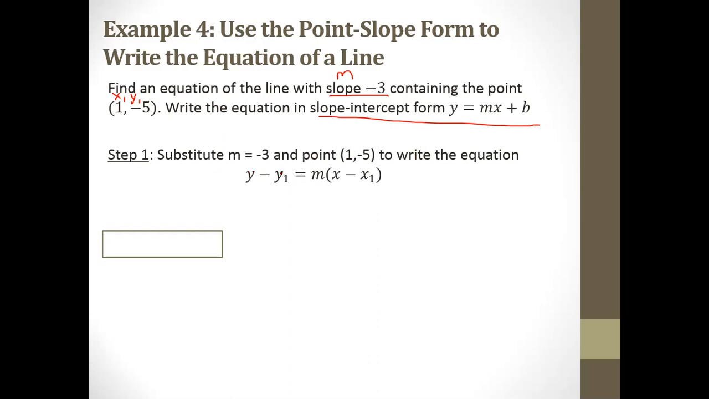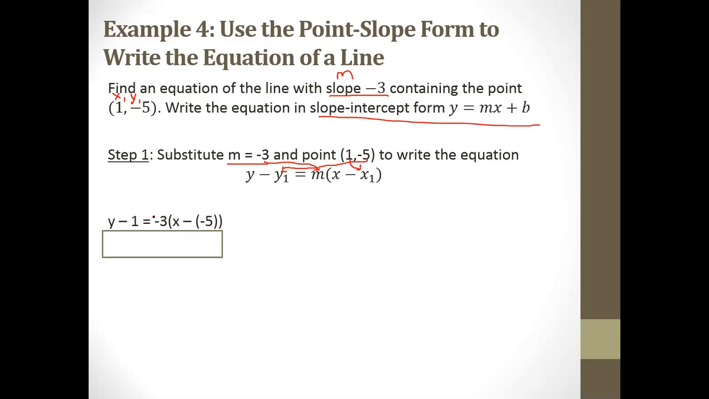y minus y sub 1 equals m, and in parentheses, x minus x sub 1. Where, again, our slope is -3, so where m is, we plug in -3. And our ordered pair, x sub 1, y sub 1: for x sub 1, we would plug in 1, and for y sub 1, we would substitute -5.